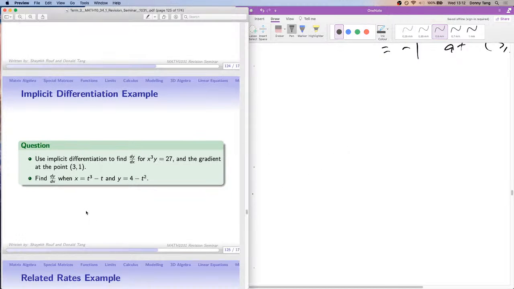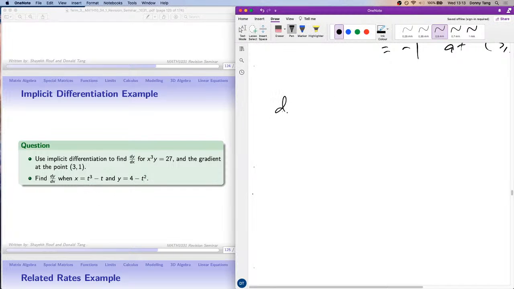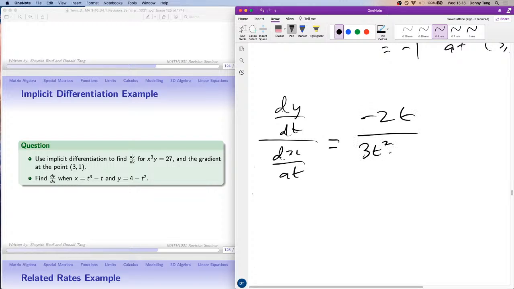All right. Find dy on dx when x equals t cubed minus t and y equals 4 minus t squared. This is just parametric differentiation, not exactly too difficult. dy on dt over dx on dt. So it's going to be negative 2t all over 3t squared minus 1. And yeah, that's it.